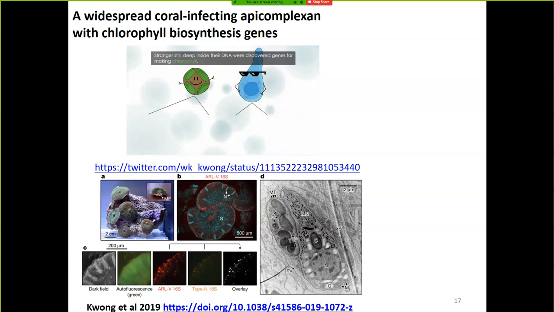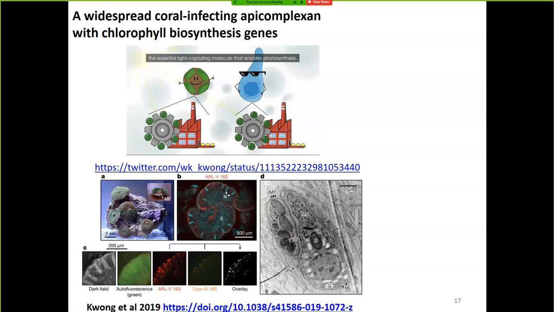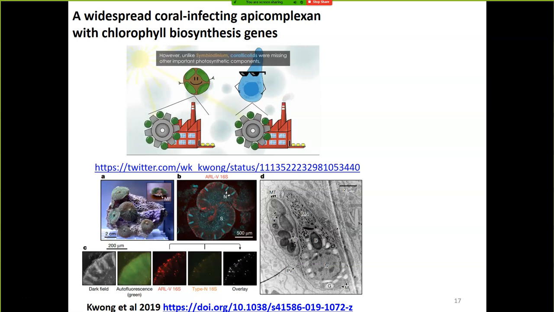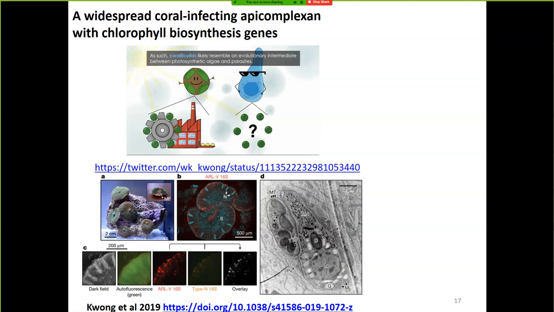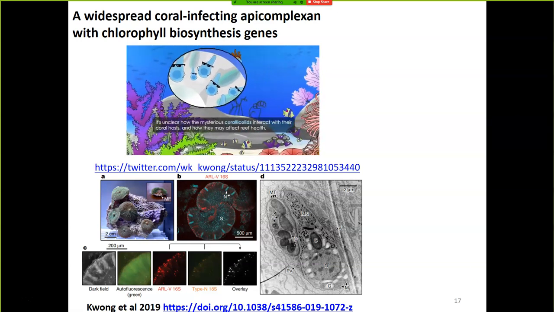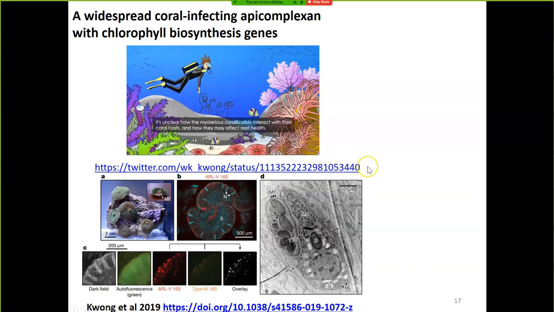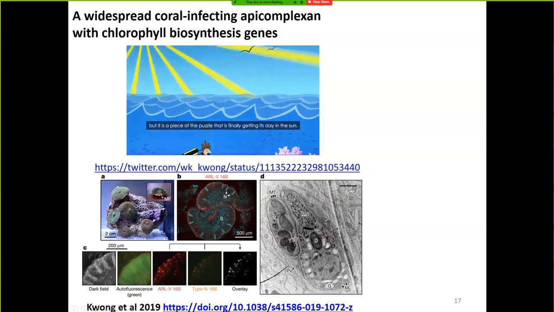Stranger still, deep inside their DNA were discovered genes for making chlorophyll, the essential light-capturing molecule that enables photosynthesis. However, unlike Symbiodinium, Corallicolids were missing other important photosynthetic components, suggesting that they are using chlorophyll in a new and unusual way. As such, Corallicolids likely resemble an evolutionary intermediate between photosynthetic algae and parasites. It's unclear how the mysterious Corallicolids interact with their coral hosts and how they may affect reef health. But it is a piece of the puzzle that is finally getting its day in the sun.